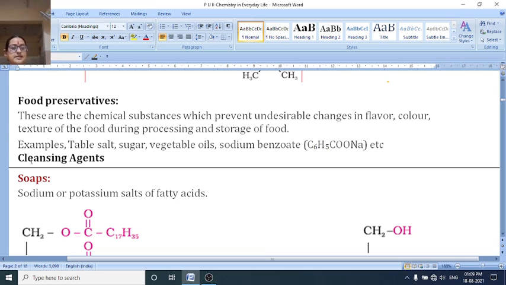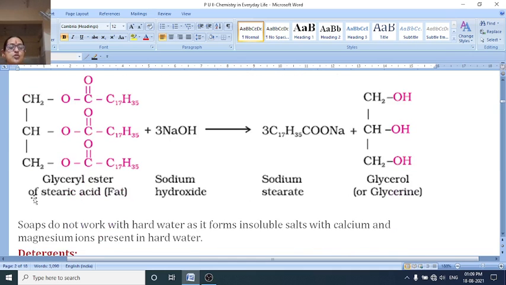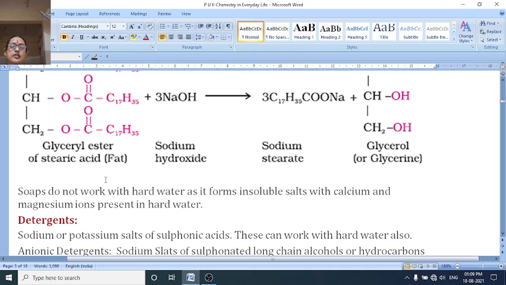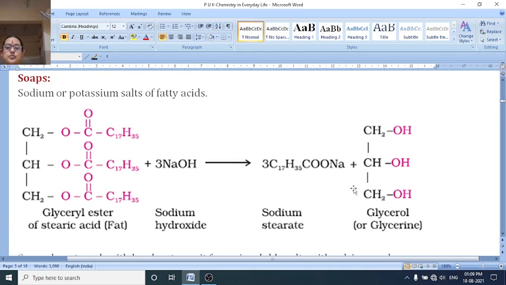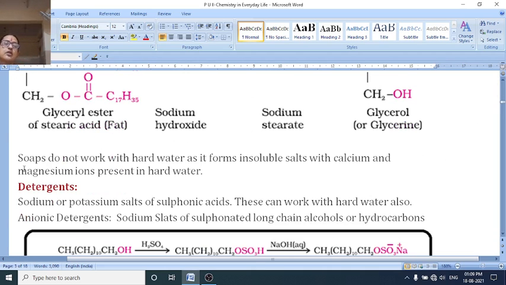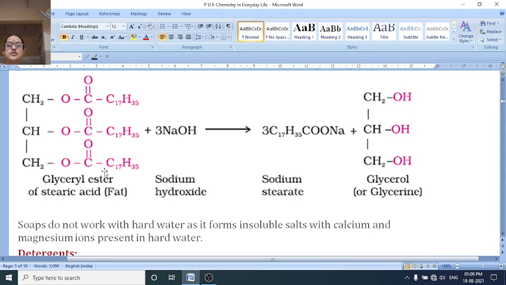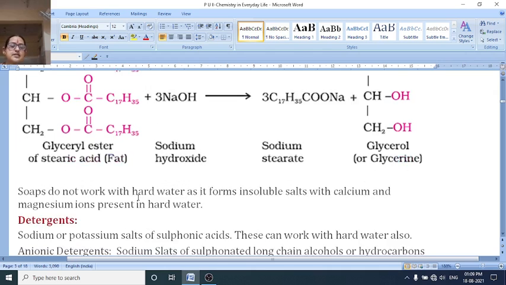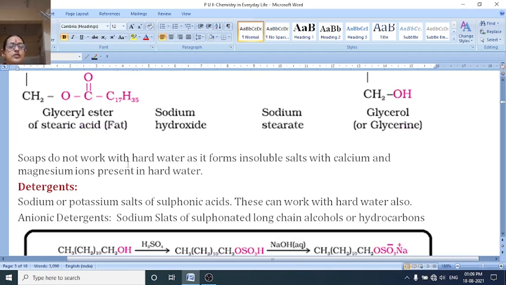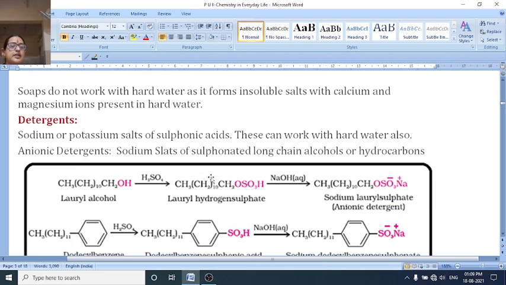Next term is cleansing agent. Here we have soap, sodium or potassium salts of fatty acids. Here is the preparation of soap, called saponification. So glycerol ester of stearic acid combines with sodium hydroxide to form sodium stearate and glycerol. Soaps do not work with hard water as they form insoluble salts with calcium and magnesium ions present in hard water. Next term is detergent.